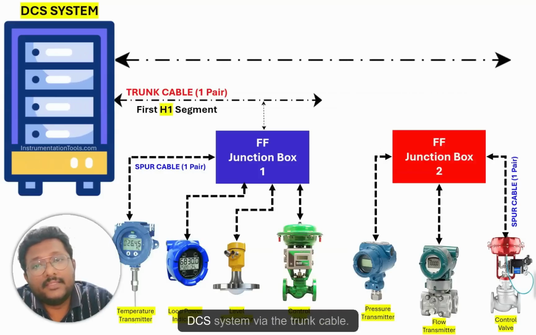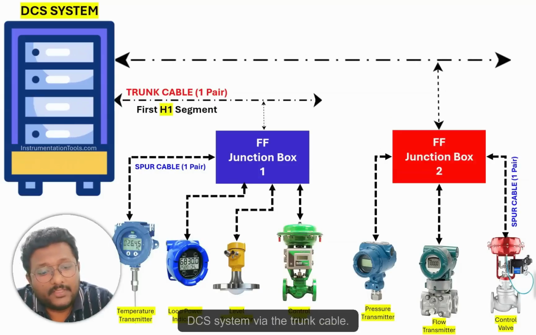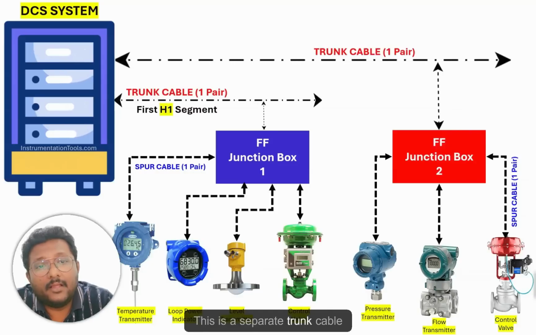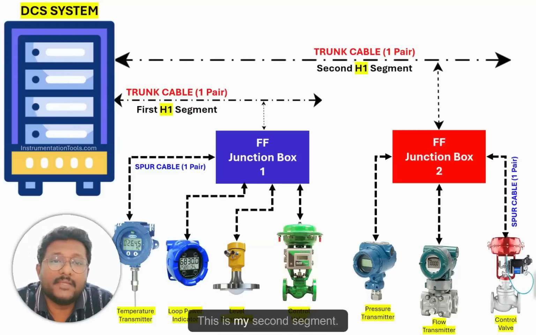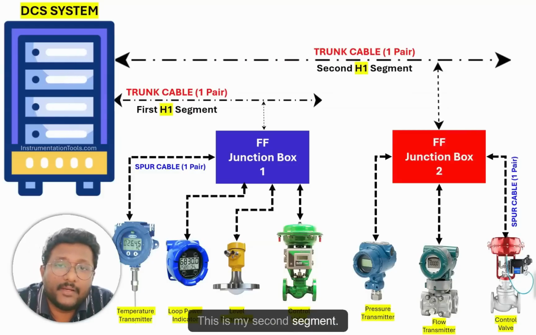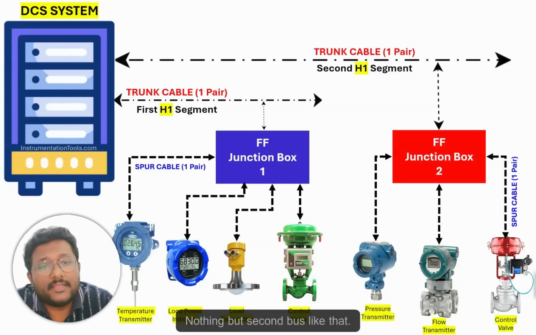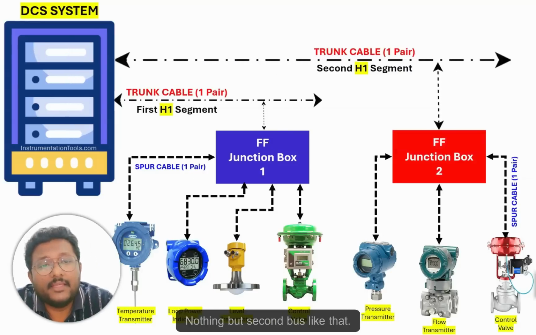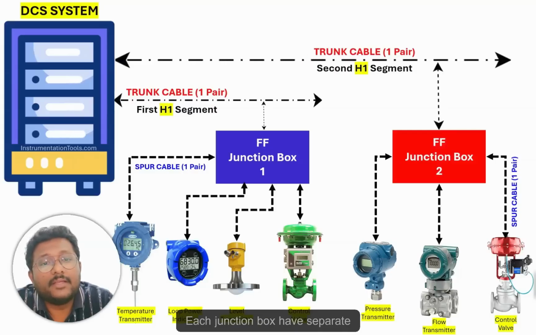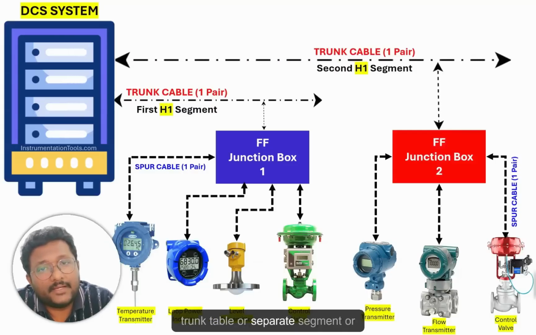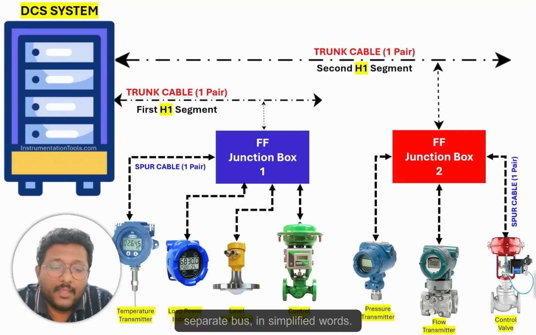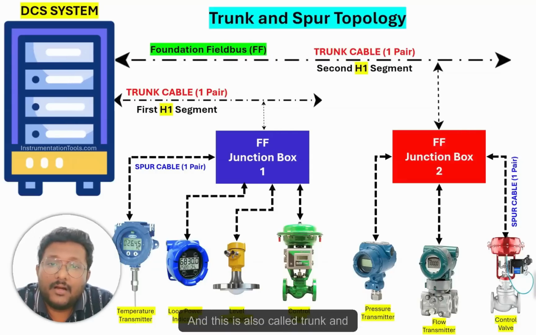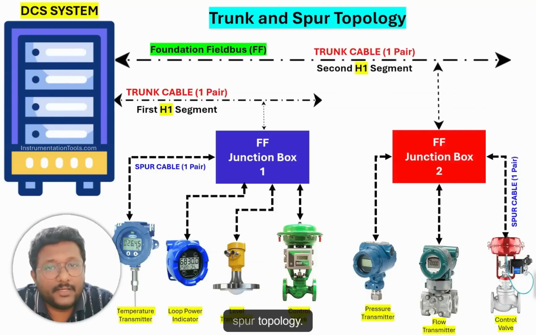and it is also connected to the DCS system via the trunk cable. This is a separate trunk cable coming from the second junction box. This is my second H1 segment, nothing but second bus like that. Each junction box has a separate trunk cable or separate segment, or separate bus in simplified words. And this is also called trunk and spur topology.